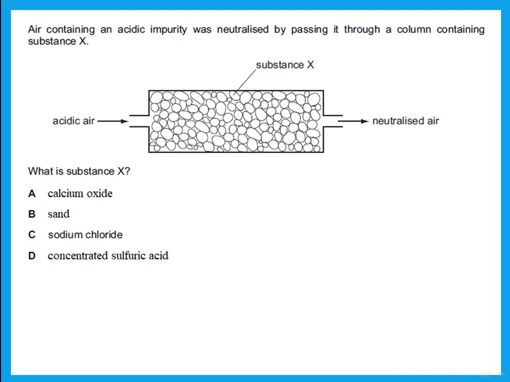Okay, air containing acidic impurity was neutralized by passing it through a column containing substance X. Now, if we're trying to neutralize an acidic impurity, that means substance X has to be acid or base. You're trying to react it with acid, so it has to be a base. Now, the question is, which of these is a base? The base would be the calcium oxide. The others are sand. Sand is silicon dioxide, that's acidic. Sodium chloride is a salt, it's neutral. And of course, concentrated sulfuric acid is acidic. And if I'm trying to neutralize an acidic impurity, it has to react with a base.